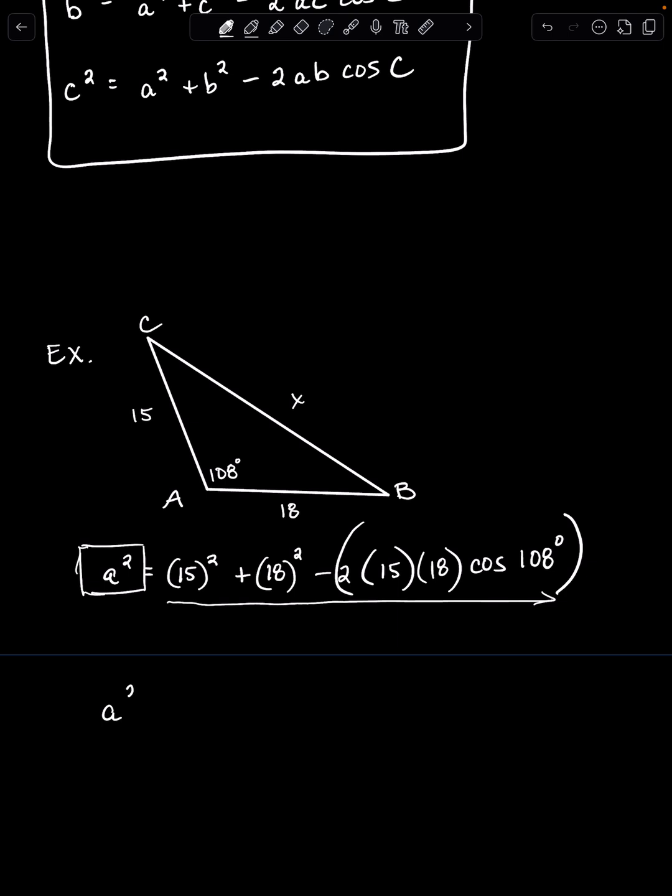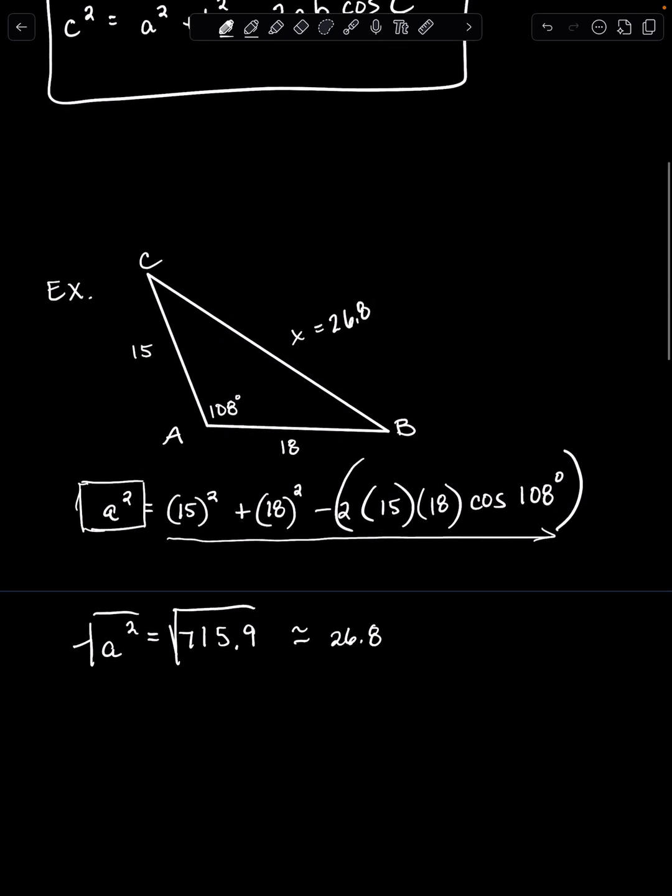And we're going to get a squared is approximately 715.9, which means I need to take the square root of that to isolate a, to get a by itself. And so a is going to be approximately 26.8, and that's what I was looking for. All right, let's do another example.